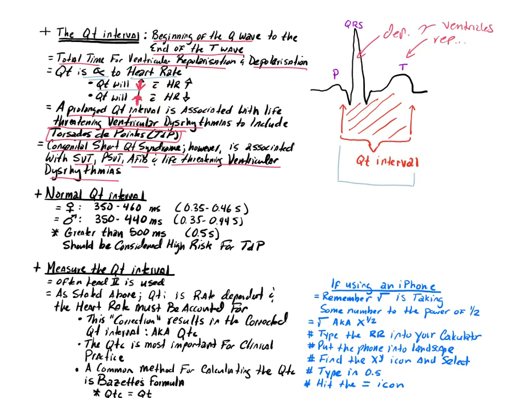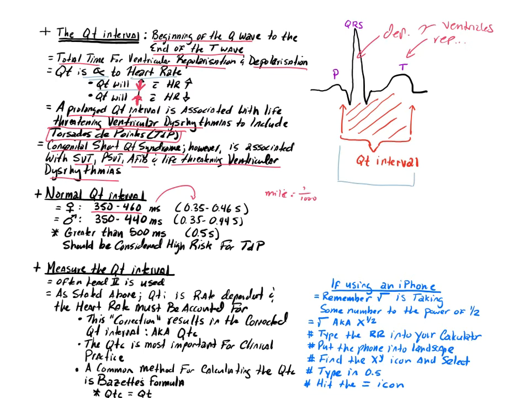What's normal? It varies slightly between men and women. So for a female, your normal QT interval is 350 to 460 milliseconds. And what does milli mean? 1,000ths, right? So milli doesn't mean a million, it means 1,000th. So 350 milliseconds would be 0.35 seconds, right? Does that make sense? Because 1,000 milliseconds would be 1 second. So 350 to 460 milliseconds translates to 0.35 to 0.46 seconds.